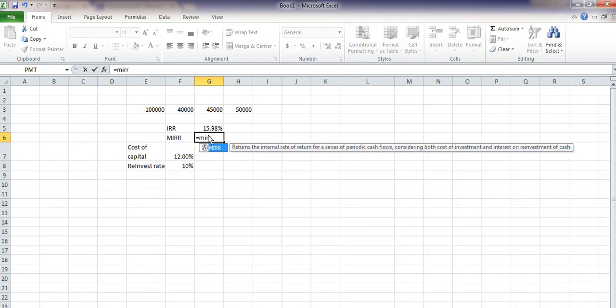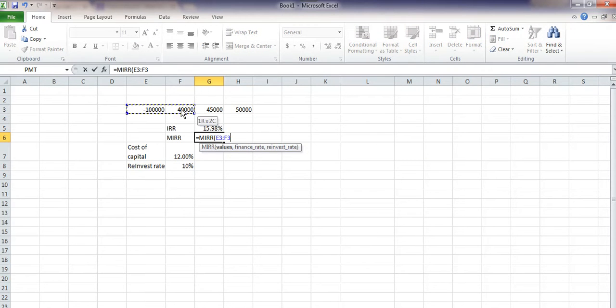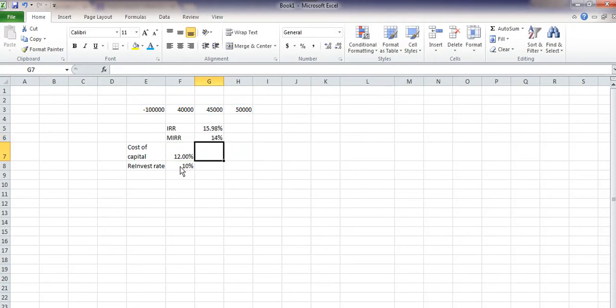Now Excel simply gives us, we select values. The investment rate here is 12% for negative cash flows. Suppose the reinvestment rate is lower than the cost of capital, 8%. Here we are seeing that MIRR is lower than IRR.